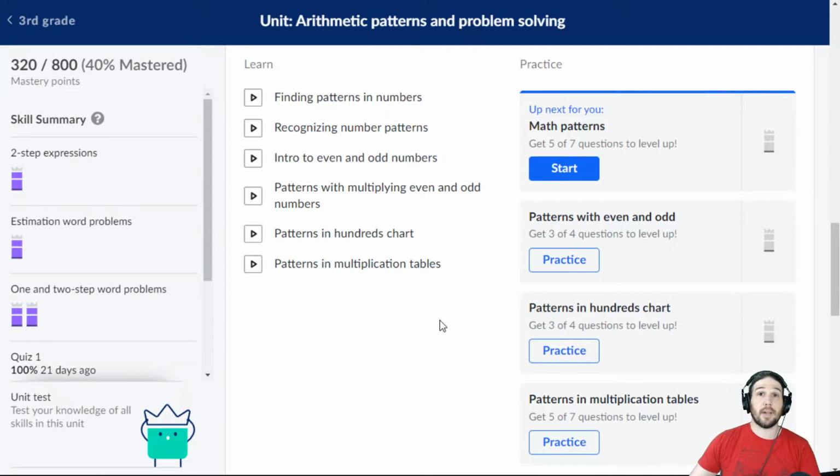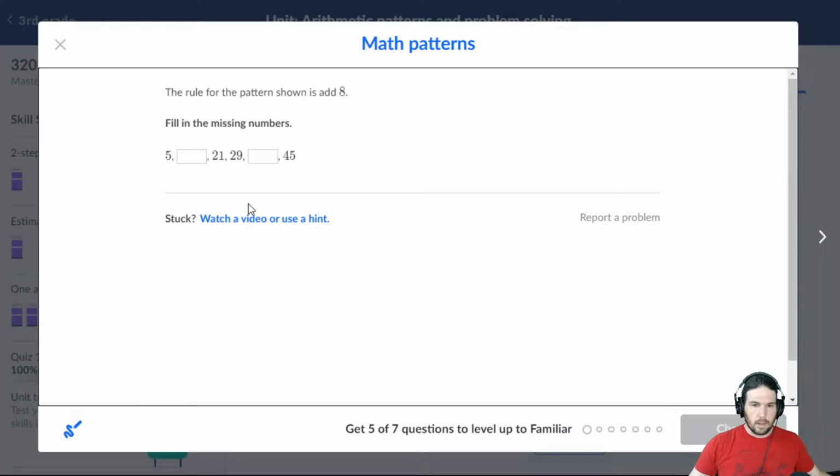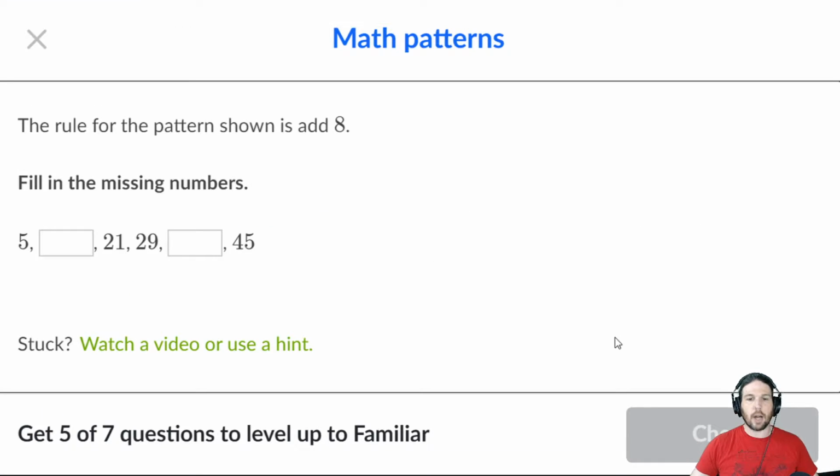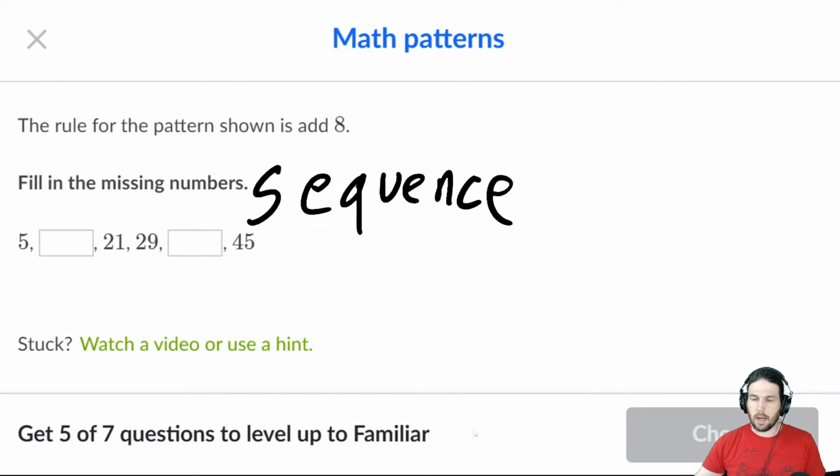Now, it's been a few weeks since I've done this show, and I don't actually remember what it means by math patterns, so let's find out. The rule for the pattern shown is add 8. Oh, I see. Math patterns. It is a very early way of describing sequences. A sequence is just a list of numbers. That's all it is. It doesn't even have to have any rules, although it often does. In this case, the rule is specifically add 8.